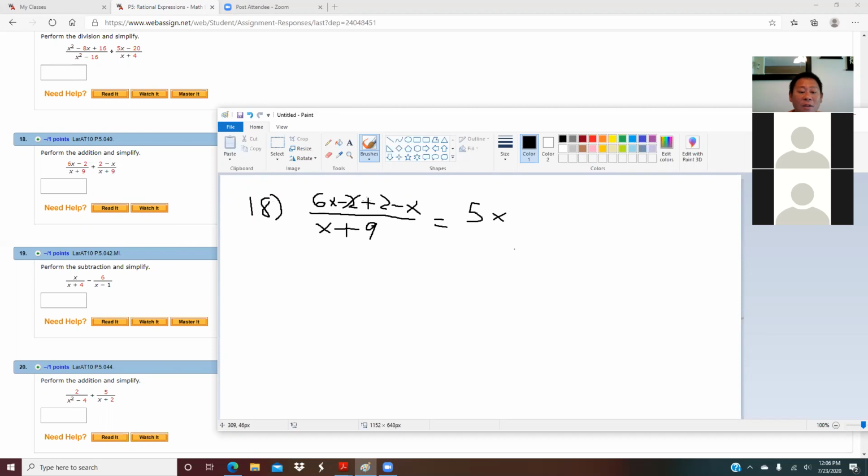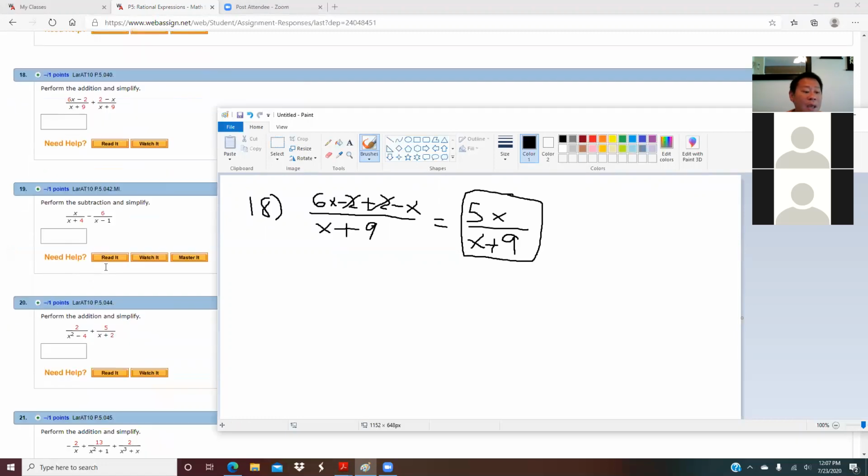You find out that the 2 and the minus 2 will be 0. And then this will become x plus 9. And then this one we cannot simplify anymore because 5x cannot be factored. And please do not cancel the x here because it's no good. In order for you to cancel, it has to be factored. But since this cannot be factored, then this will be your final answer for number 18.